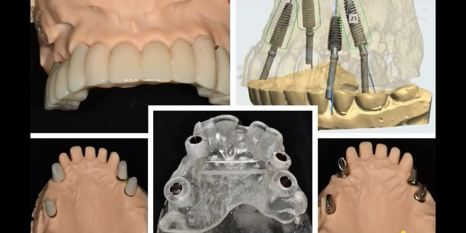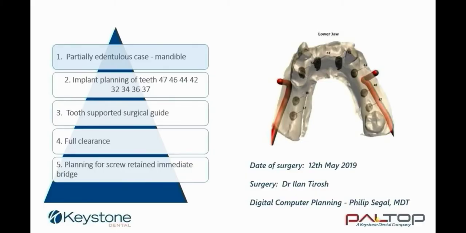Ultimately, the patient benefited from a short treatment protocol. The next case, courtesy of Dr. Ilan Tirosh, is a partially edentulous case in the mandible. Implant planning has been requested for teeth 47, 46, 44, 42, 32, 34, 36, and 37.